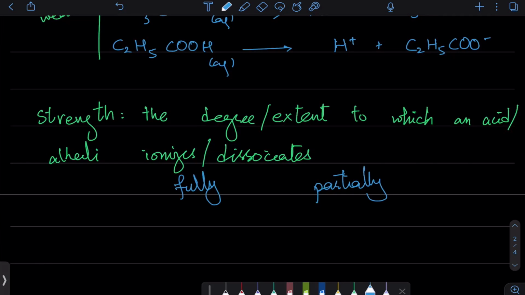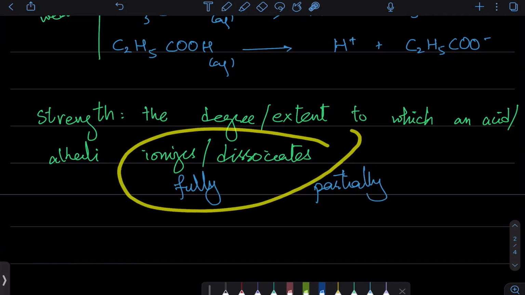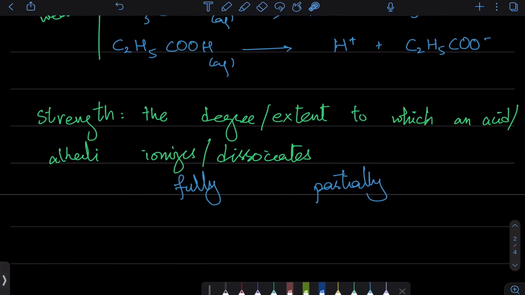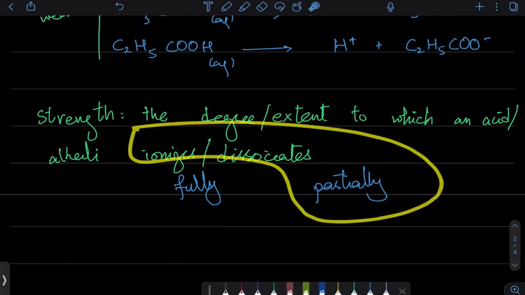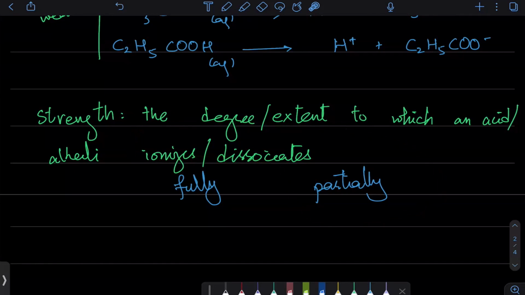So if I say, what's a strong acid? An acid that fully ionizes. Okay, what's a weak acid? An acid that partially ionizes. What's a strong base? A base or an alkali that fully ionizes. What's a weak alkali? An alkali that partially ionizes.